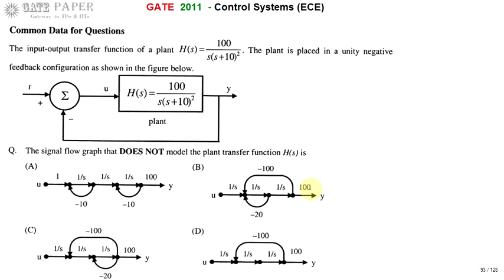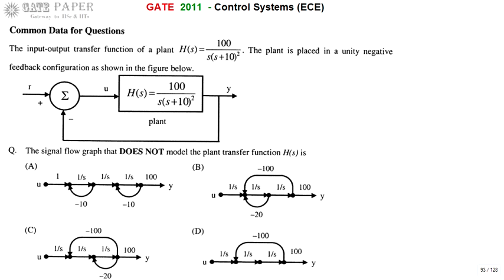Hello, we are discussing the GATE 2011 ECE paper. Look at the unity negative feedback configuration given, with a plant transfer function H(s) as 100 by s into (s plus 10) whole square. Which signal flow graph does not model the plant transfer function H(s)? That we need to find.